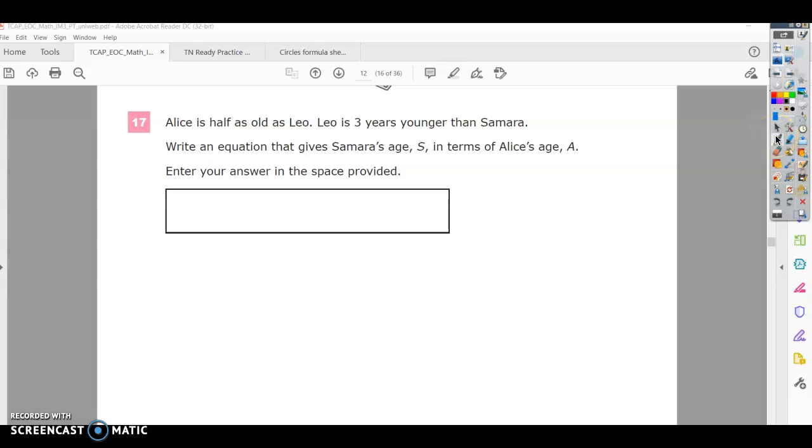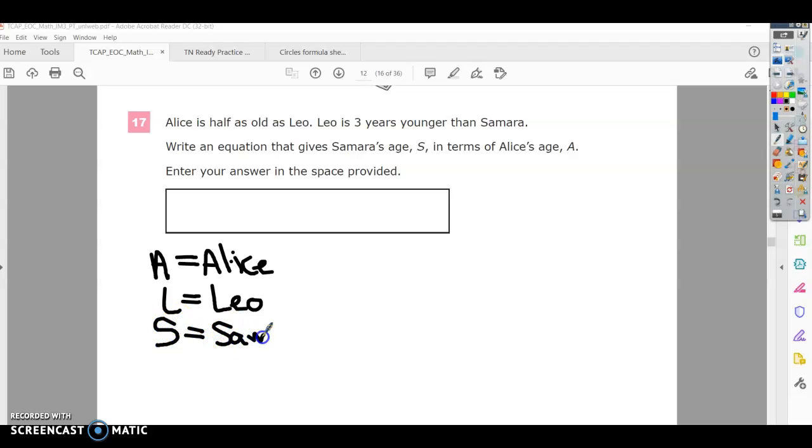All right, so the first thing we want to do is assign variables. A equals Alice, L equals Leo, S equals Samara. So Alice is half Leo's age. A equals one half L. Leo, remember, is equal, so that's how we have an equal sign here.